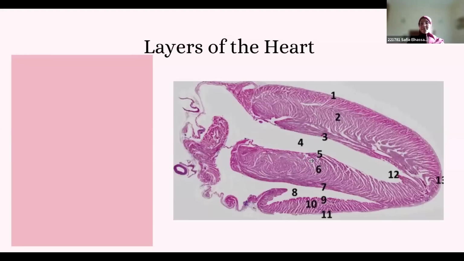Okay, so number 5 is the endocardium of the interventricular septum. Why is it endocardium and not epicardium? It's because the septum is already inside the heart. The epicardium just covers it on the outside, but since the septum is already inside, it will just have endocardium. 6 is the myocardium of the septum, and 7 is the other endocardium of the septum on the other side.